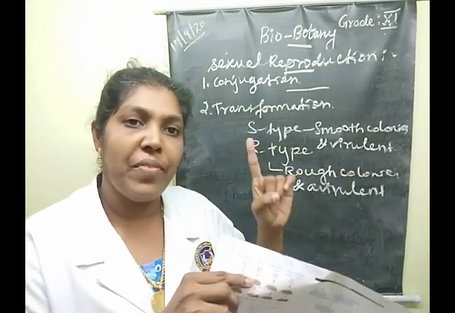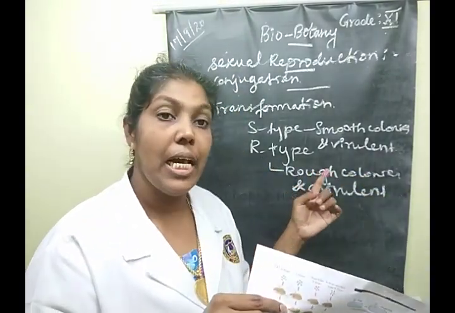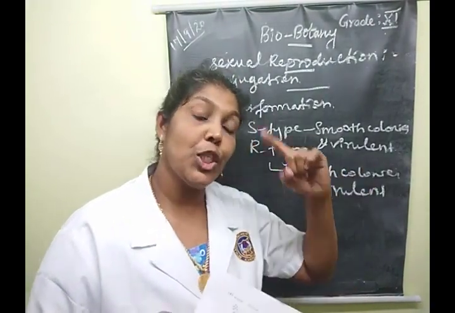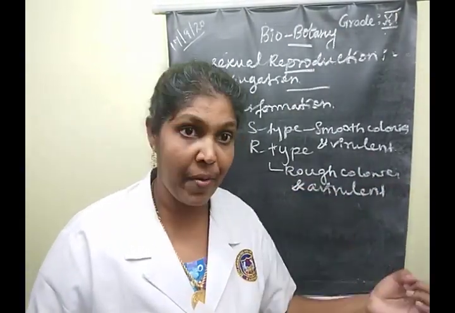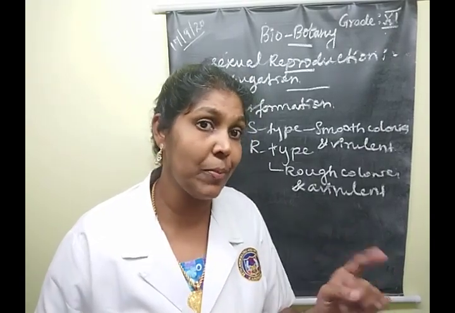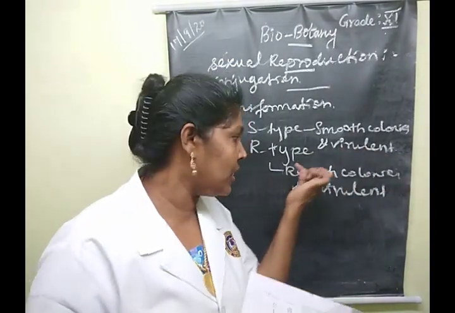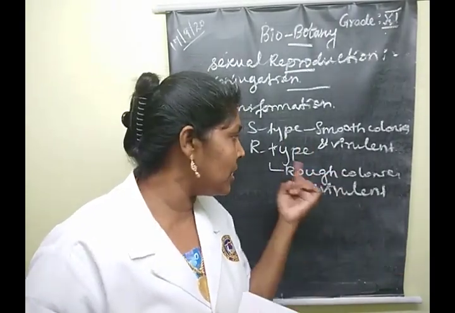Understood, children? Then the next step: Frederick Griffith, in that experiment, mixed the smooth killed strains with the rough colonies. In this region you have to listen carefully, all of you, children. How are the smooth killed strains transmitted into the R type cells? The R type cells, as you already know, are non-virulent in nature. Am I correct? Then how is this DNA transferred into the R type cells? The smooth killed strains transfer it to the R type.